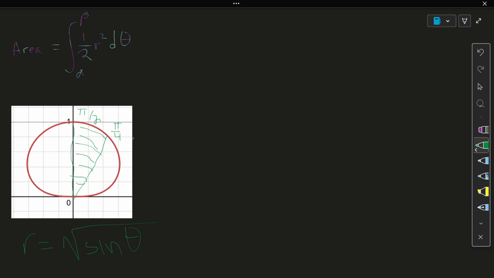Now that we have the bounds, we can just use our formula and see what answer we get. So let's solve for A, where A represents the area. Let's set up our integral. We know our bounds, from pi over 4 to pi over 2, of 1/2 r squared. So what is r squared? It's going to be the square root of sine theta squared, which is just sine theta, d theta.